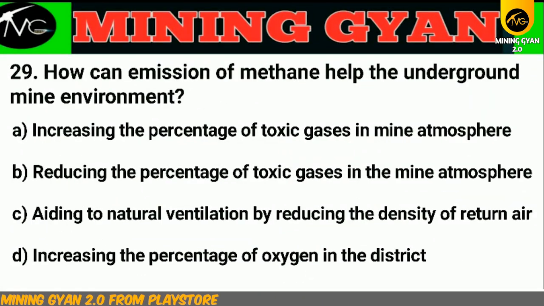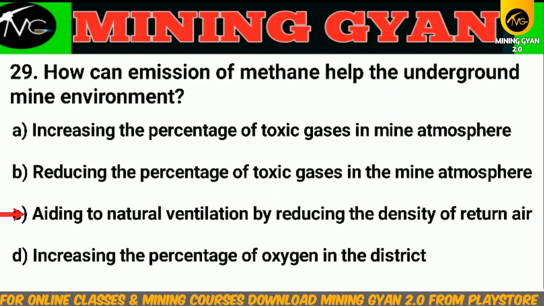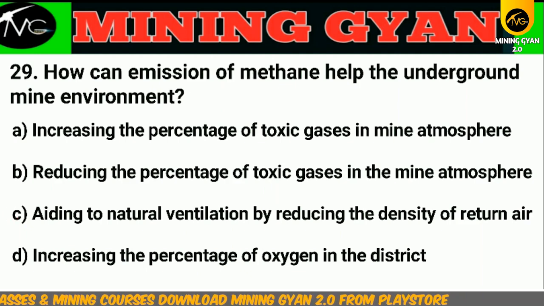Next question is, how can emission of methane help the underground mine environment? A. Increasing the percentage of toxic gases in the mine atmosphere. B. Reducing the percentage of toxic gases in the mine environment. C. Adding the natural ventilation by reducing the densities of return air. D. Increasing the percentage of oxygen in the district. Right option is C. Adding the natural ventilation by reducing the density of return air.